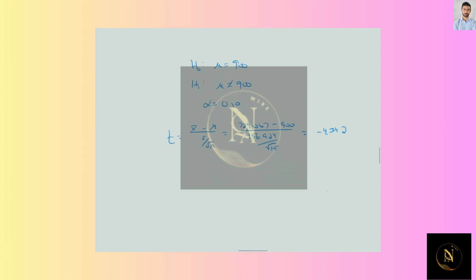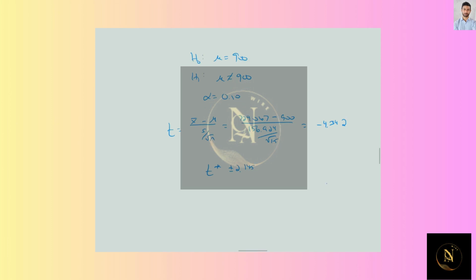Then we determine the critical value. Since it's a two-tailed test and the significance level is 10%, we need to divide the significance level by 2 to find each tail's critical value. The degrees of freedom are 14 because it's one less than the sample size. Using a t-table or a statistical software, the critical value for a two-tailed test is about plus or minus 2.145.